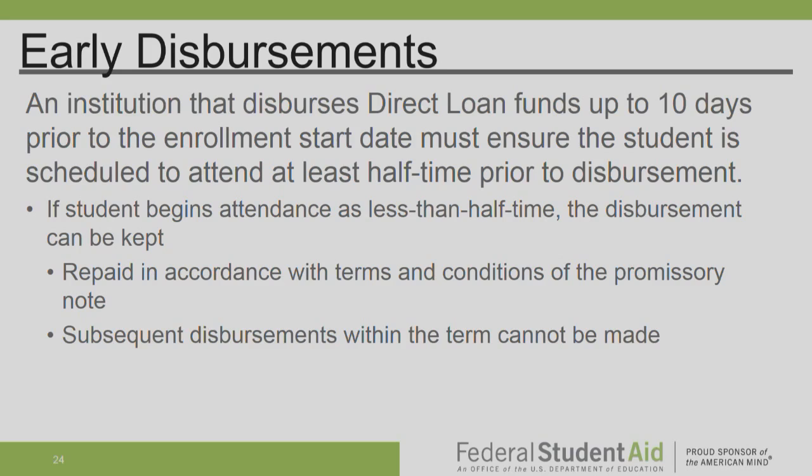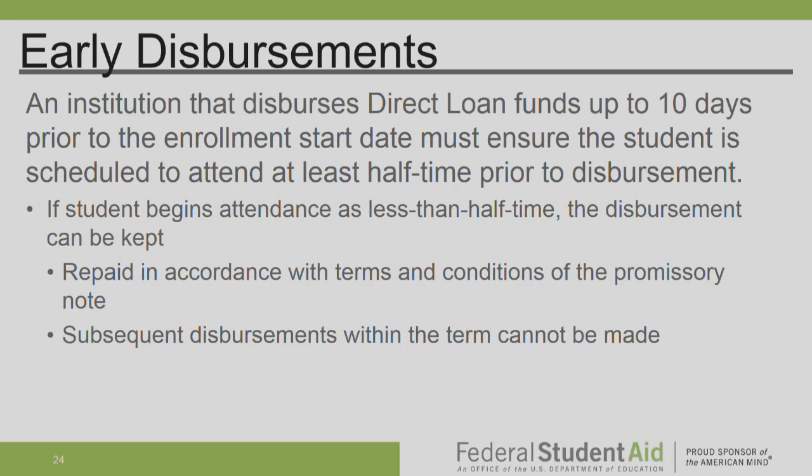But my student begins attendance, and they don't begin attendance in one of the classes. Oh, that's fine, but I've already disbursed the money. My student did not establish half-time eligibility, did they? But we don't care. This is where we don't care. See? It's a good we don't care. Because if the student begins attendance as less than half-time, the disbursement, yay, can be kept. Okay, and the student gets to repay that in accordance with the terms and conditions of the promissory note.